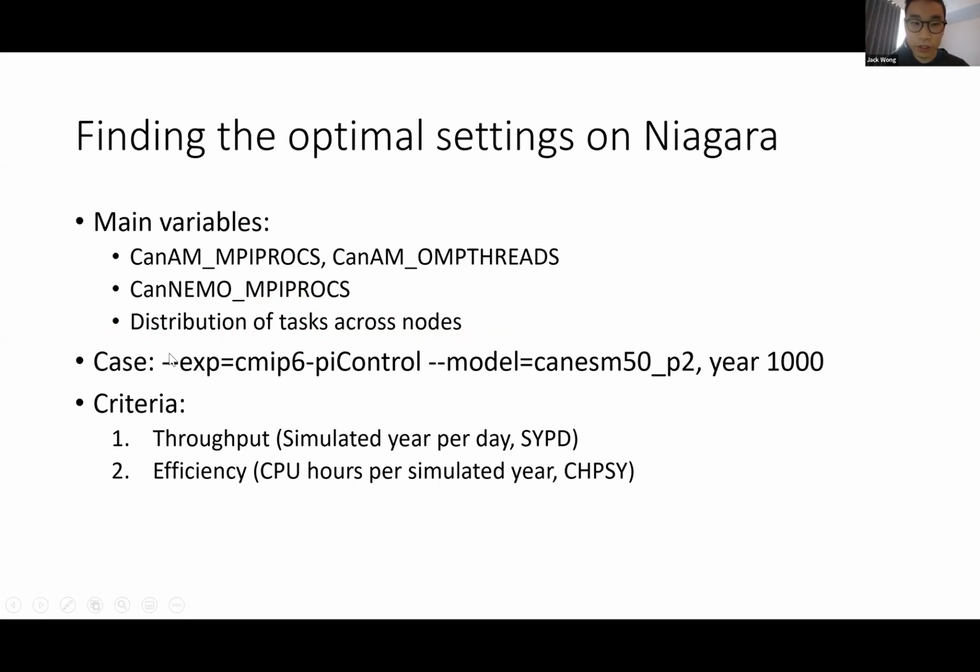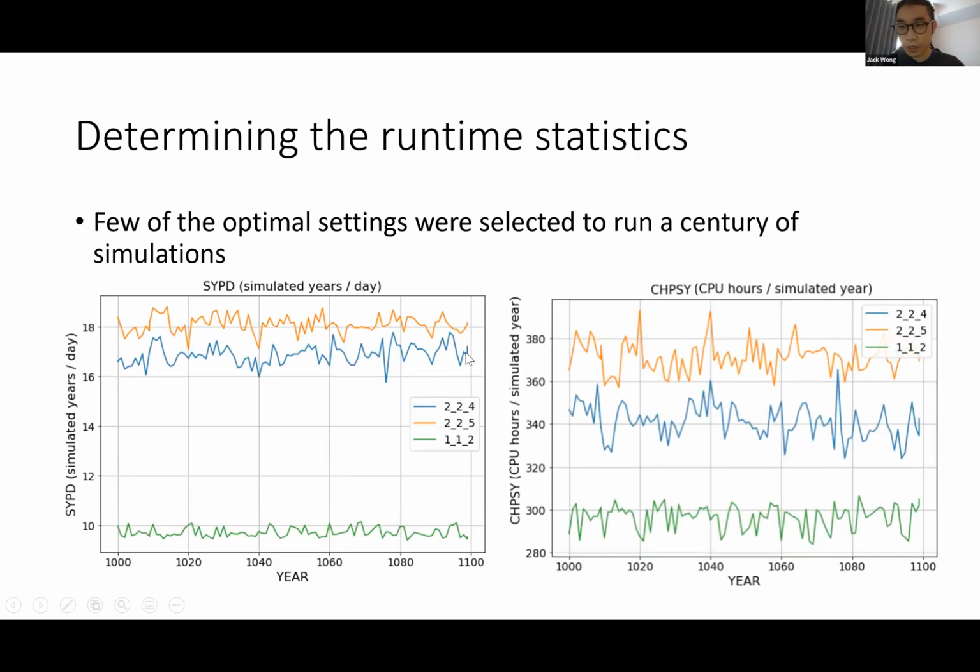For the optimization, I used this experiment, which is one of the default settings, with this model. The simulation starts from year 1000. The criteria would be the throughput, which is measured in simulated years per day, and also the efficiency, measured in CPU hours per simulated year. There have been some steps to do the optimization. I will go through them later, but these are some of the final results of the selected optimal settings.